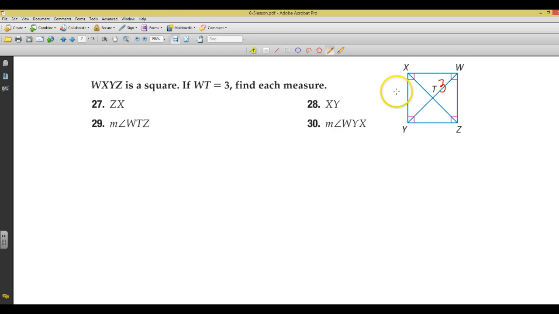WXYZ is a square. If WT is 3, find each measure. So for number 27, we want to find the length of ZX. In a rectangle, and therefore also in a square, all four of these lengths will be the same, which means that all four of them are 3. So ZX is 3 plus 3, or 6. For number 29, the measure of angle WTZ. WTZ is this angle right here, and in a rhombus, and therefore also in a square, the diagonals are perpendicular, and perpendicular lines form right angles, so WTZ is 90 degrees.